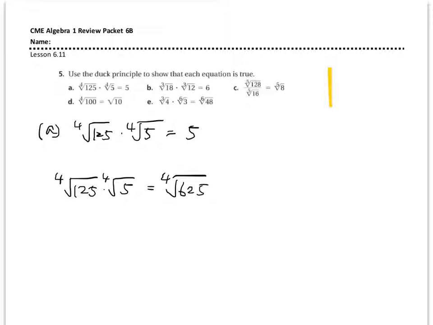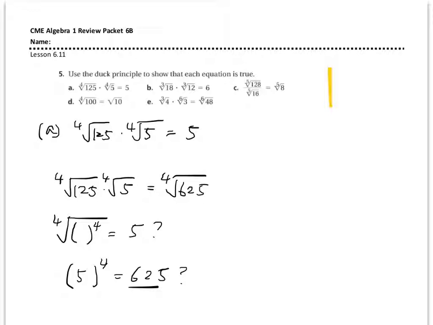Okay. So the only difference is if you have a fourth root of 625, that means what number, if you have 4 copies of that, you get 625. In other words, what number to the 4th power is 625? Which is 5, right? So 5 to the 4th power is 625. Therefore, the fourth root of 5 to the 4th power is 5. And that's the end.